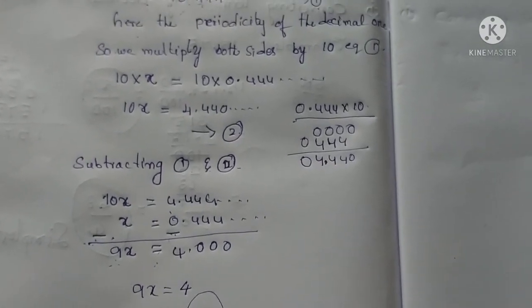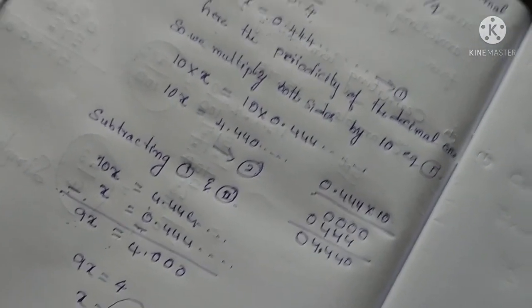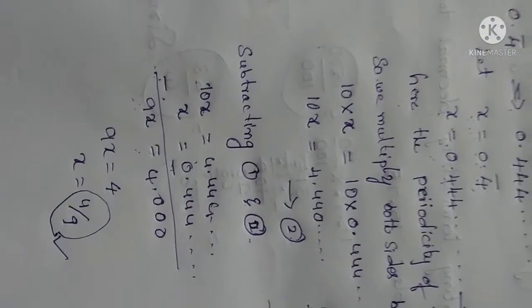Understand here this one? Dear children, once look here. This is the example for converting a non-terminating recurring decimal to rational form. So students, I hope you understood these problems.